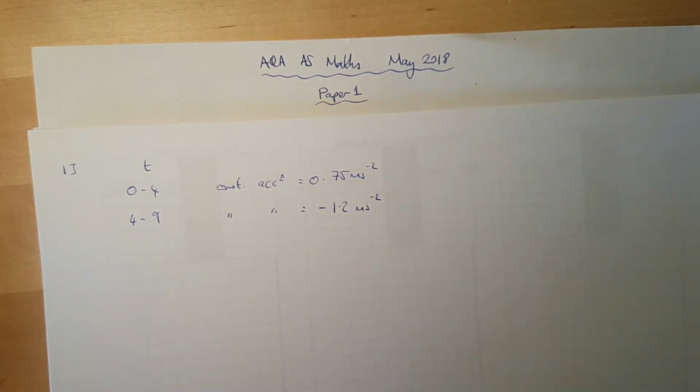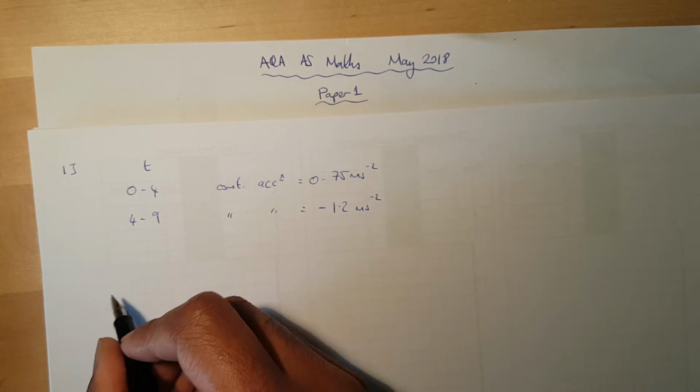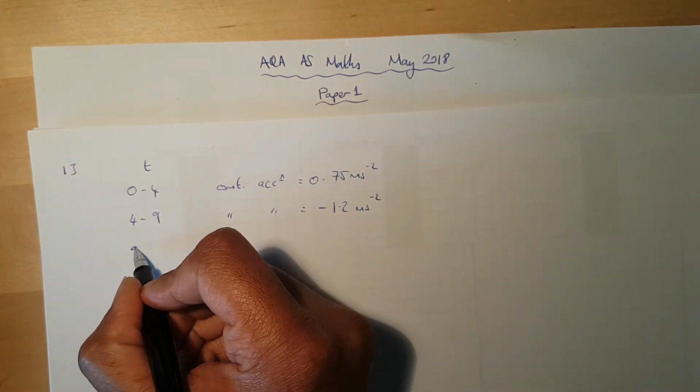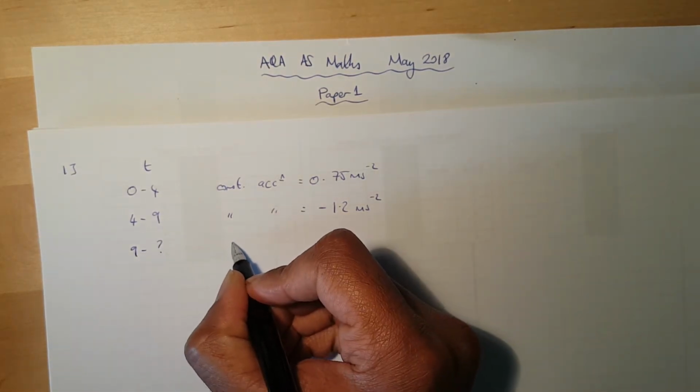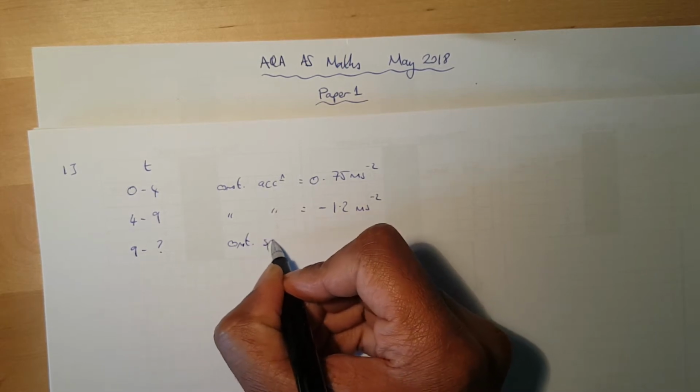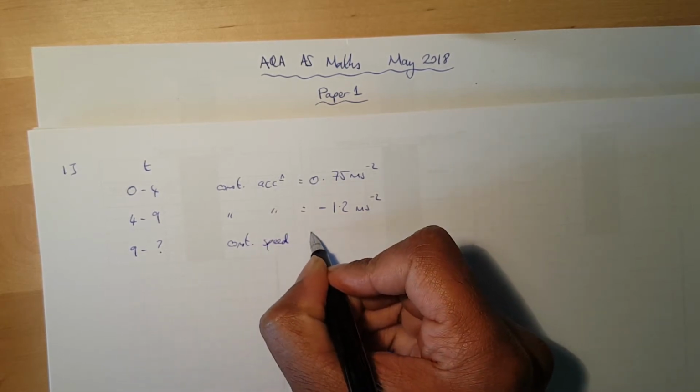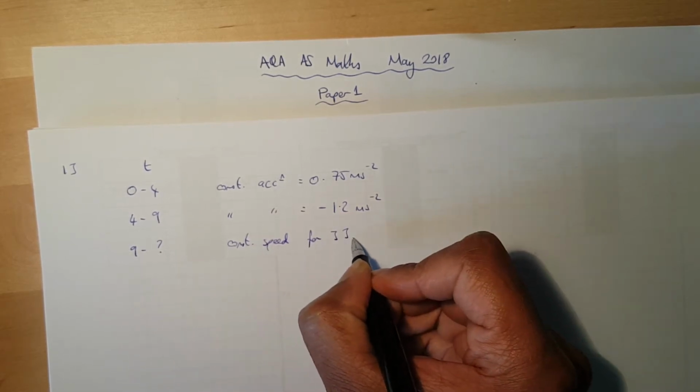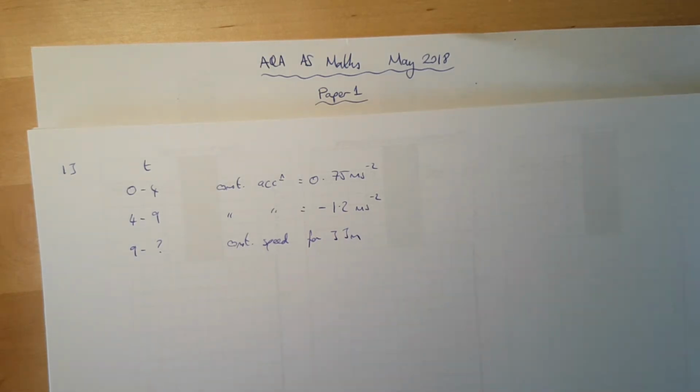The vehicle then immediately stops accelerating and travels a further 33 meters at constant speed. So no longer, so it's between 9 onwards, and I then have constant speed, not constant acceleration, for 33 meters. And I'm asked to draw a velocity time graph on the grid.